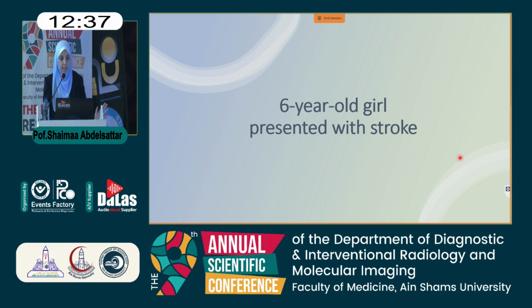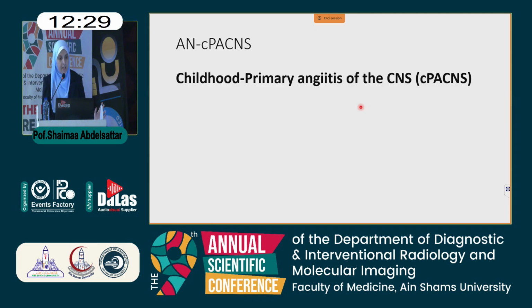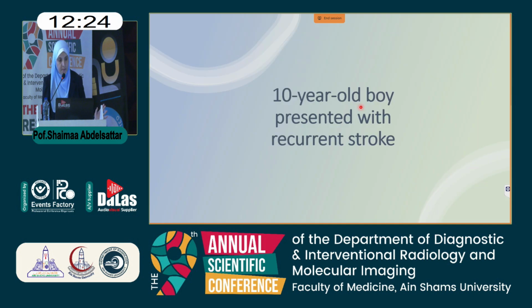Another case, a 6-year-old girl presented with a stroke. We can see here multiple foci of diffusion restriction. However, the MR angiography was completely normal. This is a case of angiographically negative childhood primary angiitis of the CNS.